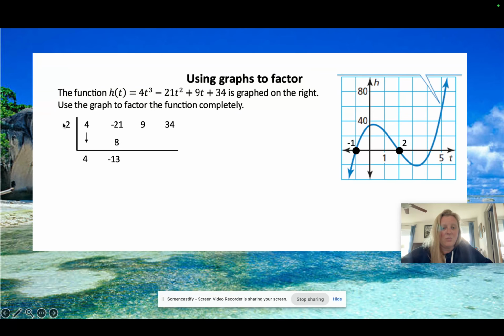And then we multiply, and then we add. And one more time, we multiply, and then we add. And here's the good news when you have a graph. If you're using an x-intercept, you will always get 0 as your remainder. So that's a really good way to check if you're even doing it right, because if you get 0, that's a good sign. All right, we like that.